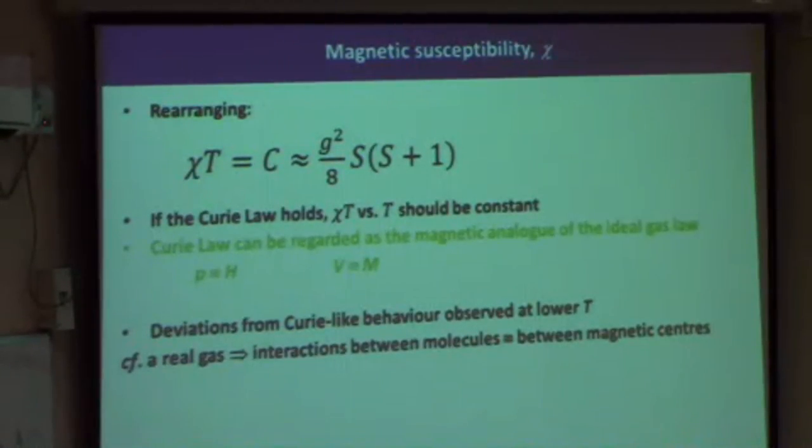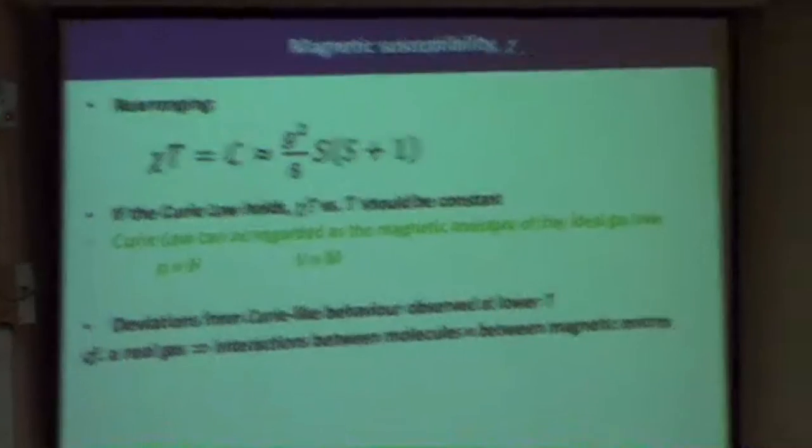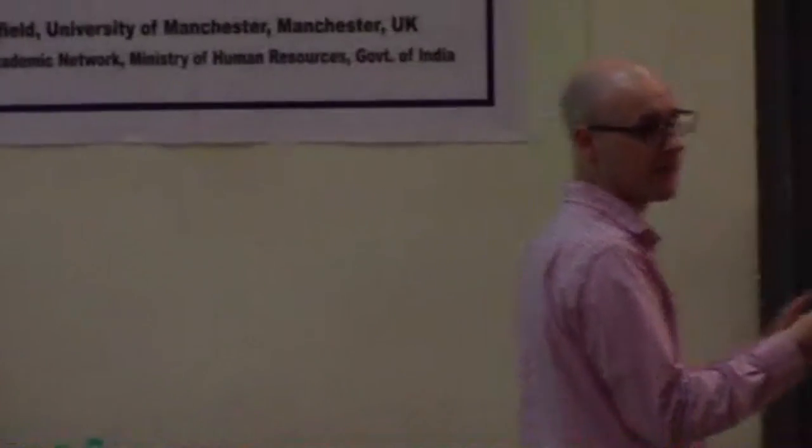So what you know about the ideal gas law is that one of the assumptions is that molecules don't interact with each other. Hopefully that's familiar too. What the Curie law assumes is that magnetic centers don't interact with each other. We know that in gases, molecules do interact with each other. They have to. It's just the way things are. And in magnetic molecules as well, there is an interaction. It may not be so easy to predict what it is, but it will be there.